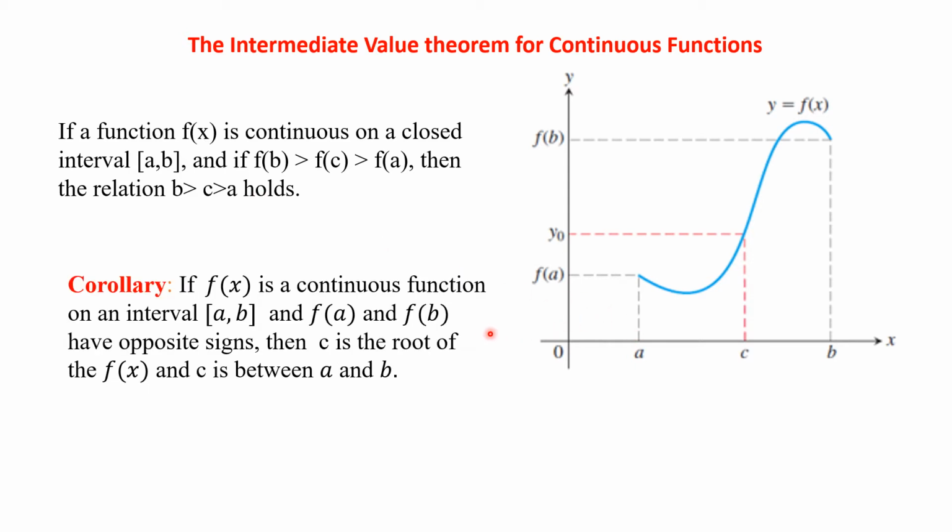Another corollary is, if f of x is a continuous function on a closed interval A comma B, and f of A and f of B have opposite signs, then C is the root of the function f of x, and C lies between A and B on the x-axis.